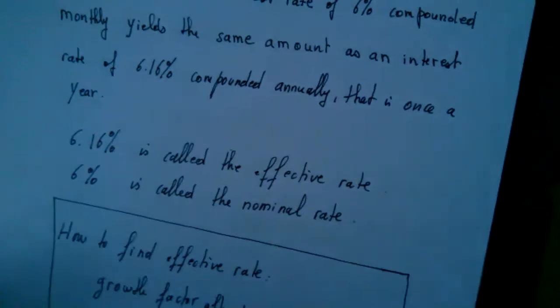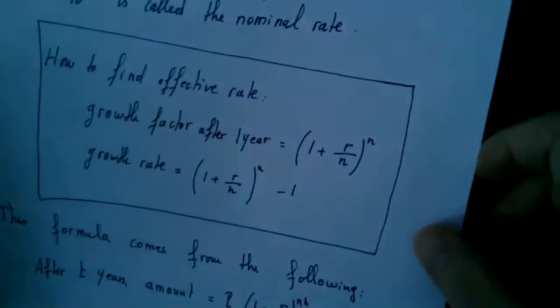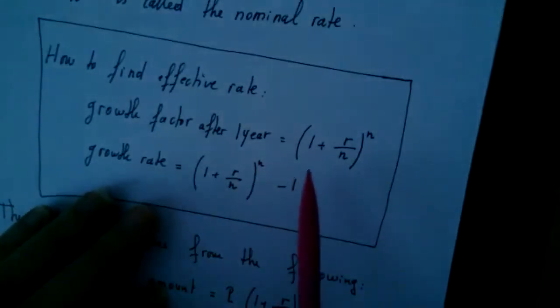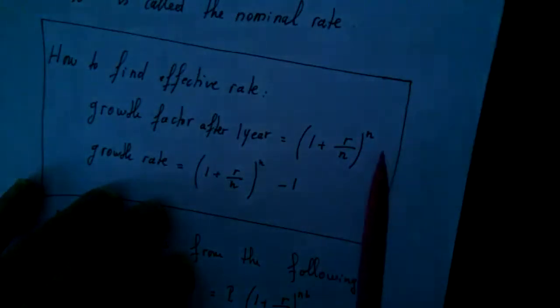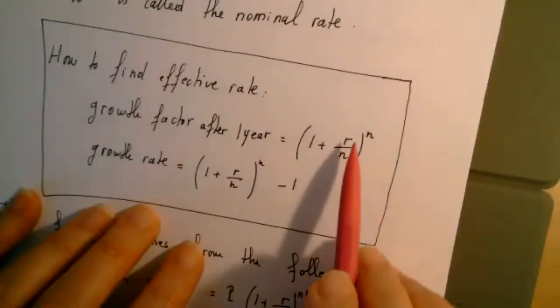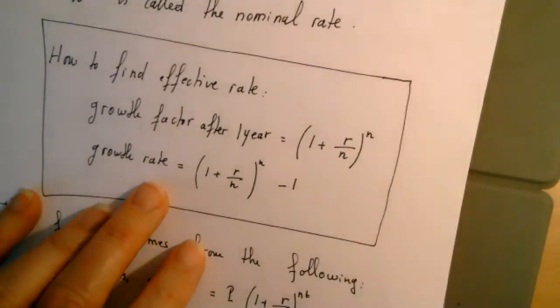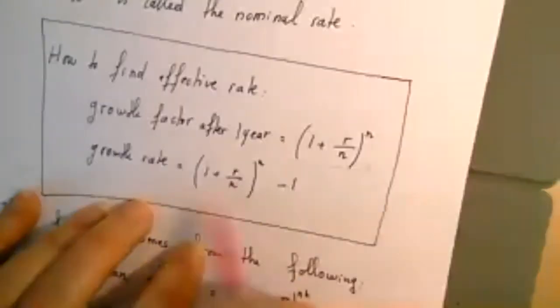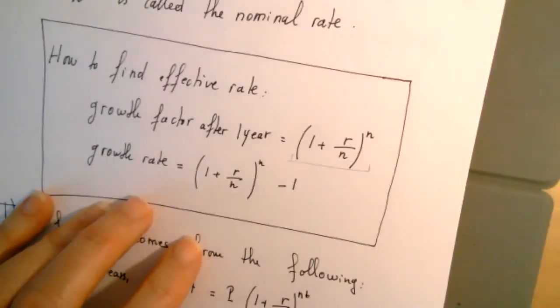So how do we find the effective rate in general? First, what I want to know is the growth factor. The growth factor after 1 year is given by this quantity, 1 plus r over n, to the power n. This tells you the growth factor. I'm sorry, I forgot to turn the light on. It tells you by which factor your money will be multiplied every year. Once I know the growth factor, I can find the growth rate by subtracting 1.